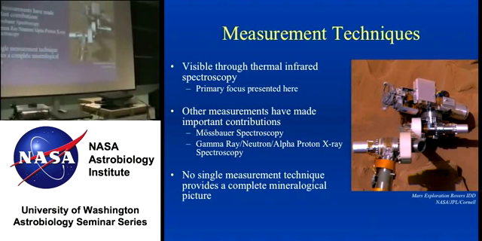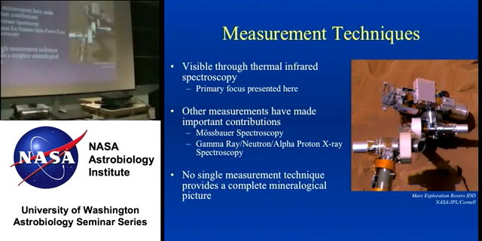made very important contributions. Mossbauer spectroscopy, which the Mossbauer spectrometer is on the instrument deployment device on the Mars Exploration Rovers, has given us vast amounts of information on the iron mineralogy of the Martian surface. So that's made a very important contribution that I'm not going to talk about in detail. And then there's gamma ray, neutron, alpha proton X-ray spectroscopy. Basically, those give you elemental compositions, either from orbit or in situ. And with those compositions, you can infer surface mineralogies as well. And they've made really important contributions as well.